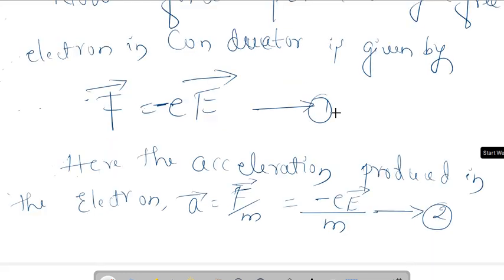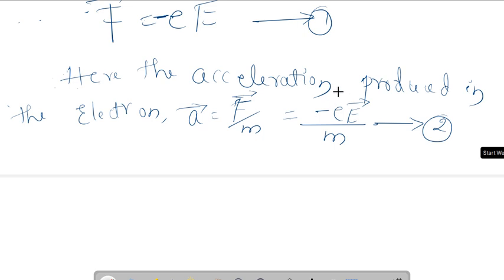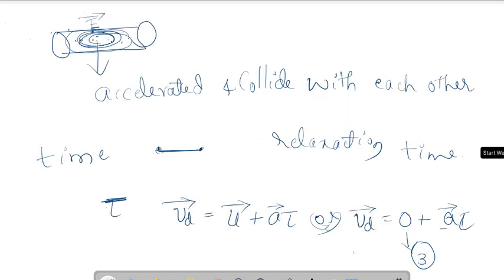Here, the acceleration produced in the electron, a bar, is equal to F bar divided by m. If you substitute equation number 1 in equation number 2, we get acceleration equal to minus small e into capital E bar divided by m. The electrons get accelerated and collide with the ions present in the conductor, so the time interval between two successive collisions is called the relaxation time.